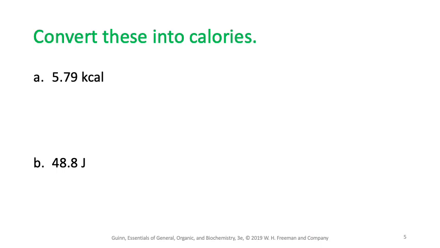Now let's try to do a couple of problems based on the concept that we learned on the previous slide. The problem says convert these into calories. The first problem is 5.79 kilocalories, how many calories? We already know this equivalency: 1 kilocalorie is equal to 1,000 small calories. And we can use this equivalency to make a conversion factor.